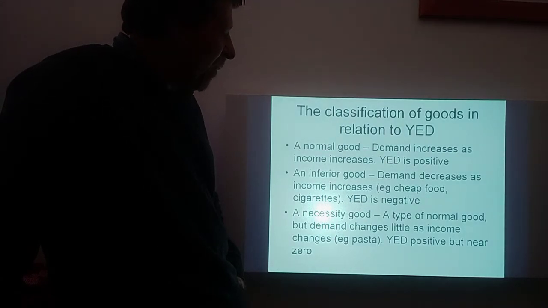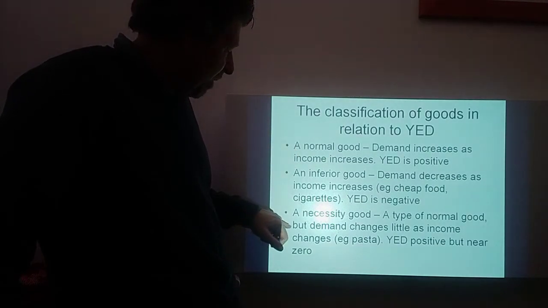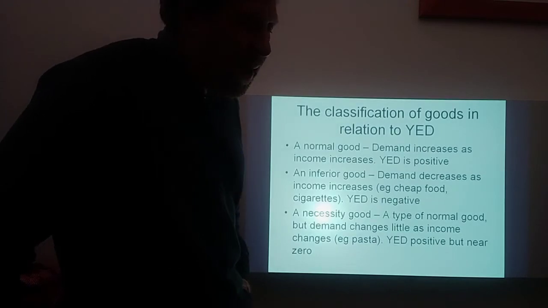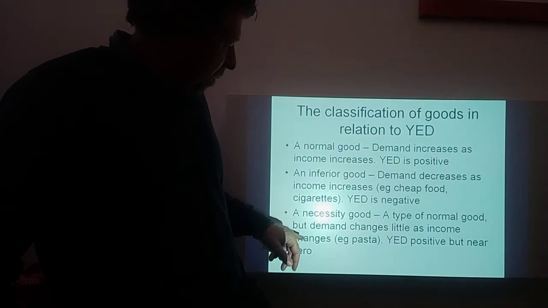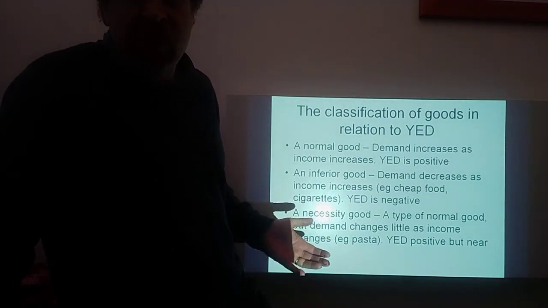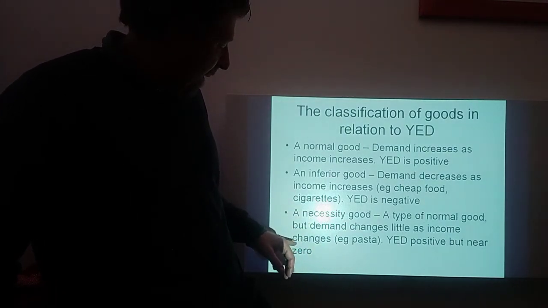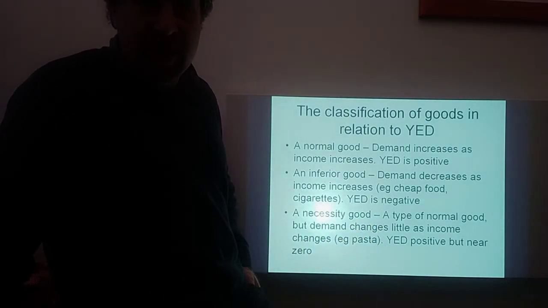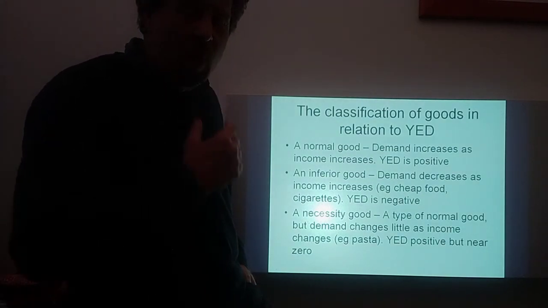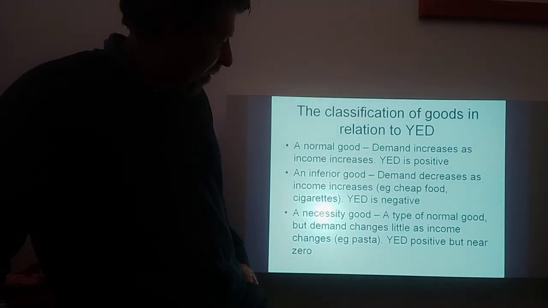Necessity good is a type of normal good. It's considered a normal good, so it's a category of this first category. But demand changes very little. Here we can say demand is not elastic. It's inelastic because it changes very little, and then YED is less than 1. It's nearer the 0. The more of a necessity it is, the closer it will be to 0. So it's between 0 and 1.